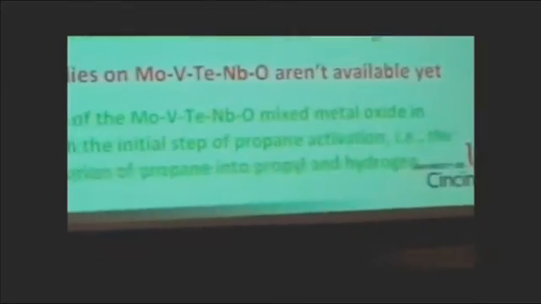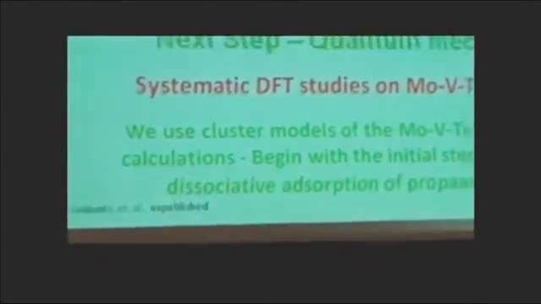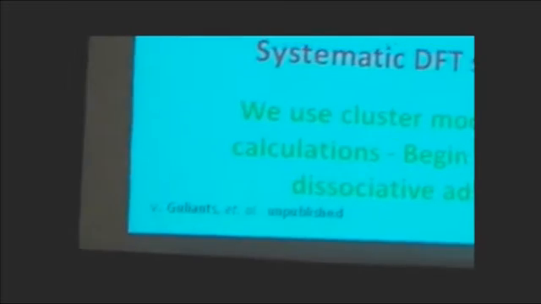But the next step is to use quantum mechanical calculation, which is always expensive and time consuming. So we use a strategy called the cluster model approximation, where we construct a suitable cluster model to represent the active site of the catalyst and conduct the reaction mechanism on the cluster models. In the next slide, I'm going to explain how we selected the cluster.